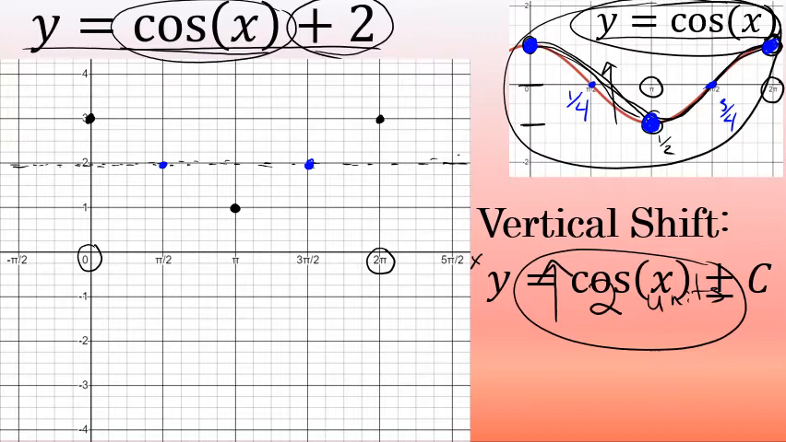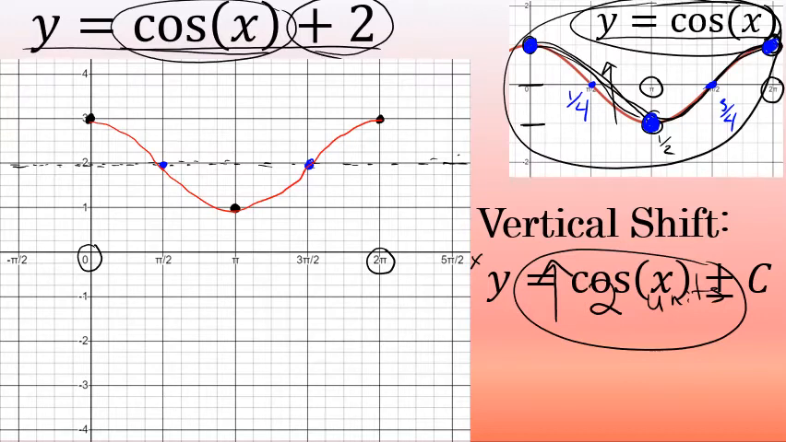I'll go ahead and connect the 5 points that I've drawn with a smooth curve to form one cycle of the graph of y equals the cosine of x plus 2. What I have on the screen in red is one cycle of the graph of y equals the cosine of x plus 2.